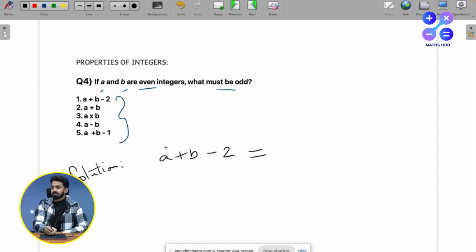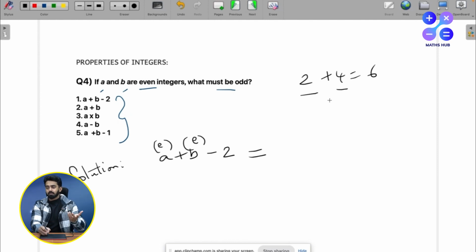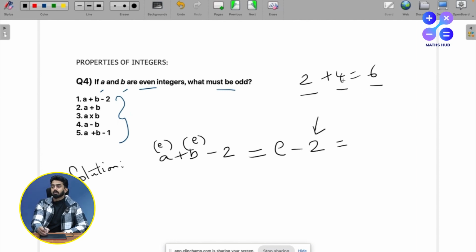So the first thing is A and B are both even, right? A is even, B is even. So if you have an addition of 2 even numbers, what do we know? If you just need to take an example, right? So let's take 2 plus 4, you get 6. So any addition of 2 even numbers will always lead to an even number. So that means a plus b is also even, right? So a plus b gives you an even number. Even number minus 2. So 2 is also an even number. So what do you get when you subtract two even numbers? You also get an even number. So this one is even. So this is not the answer.